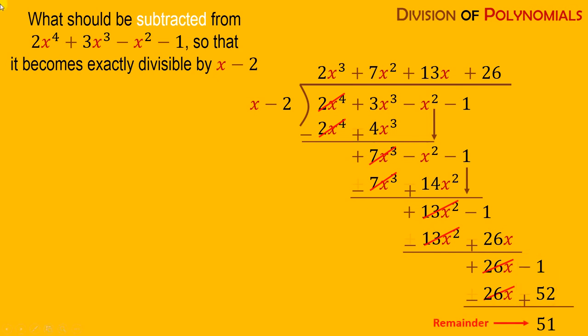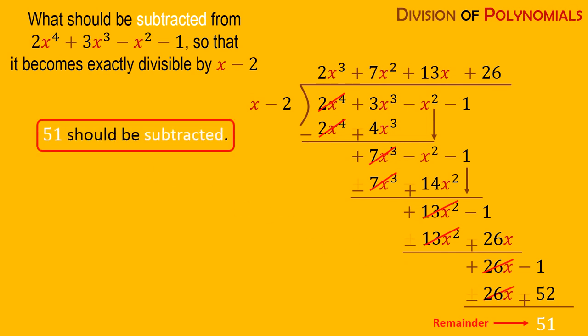To make this polynomial exactly divisible, this remainder should be 0, right? So if you subtract 51, which is left as a remainder, then you will not be left with any remainder. So this is the answer. You have to write that 51 should be subtracted from this polynomial. Does it make sense? Because 51 is the remainder. This is what is left after division. So if we subtract this from this, we will not be left with anything, and this will become exactly divisible.